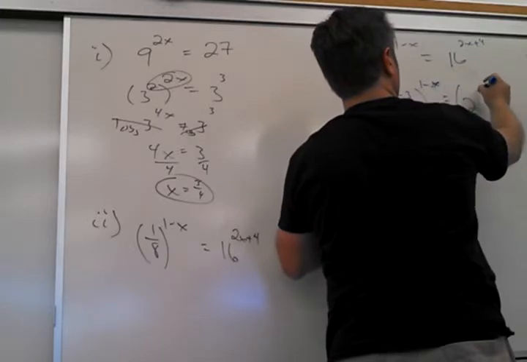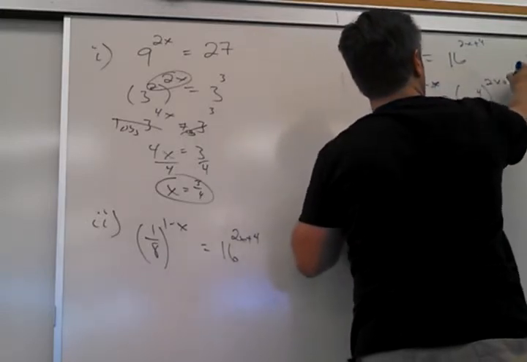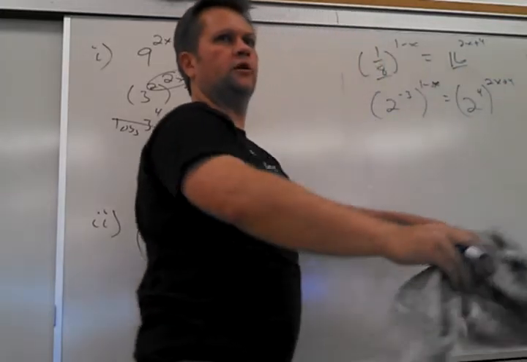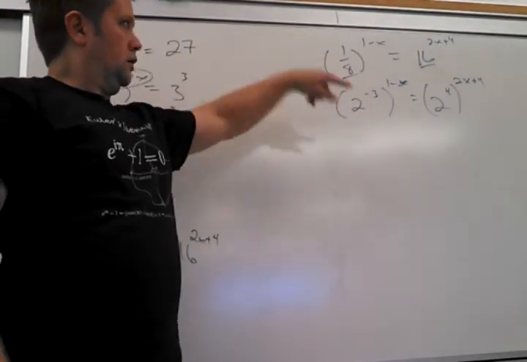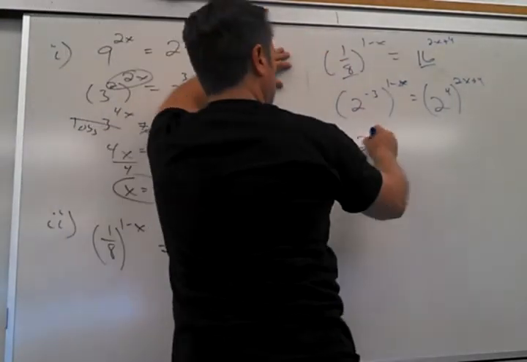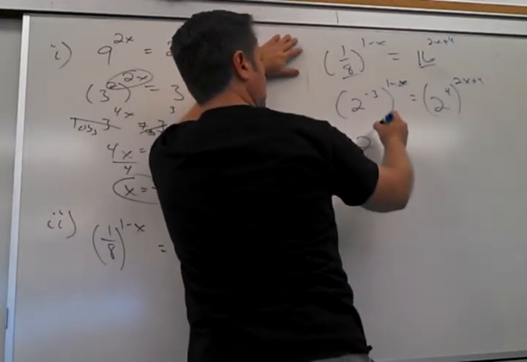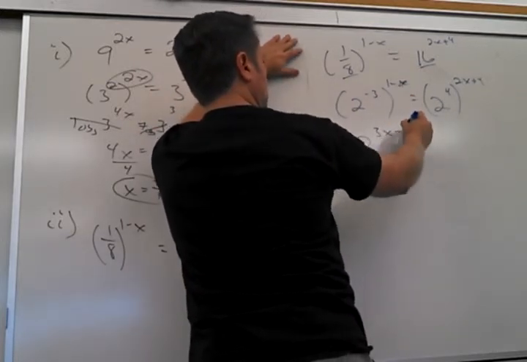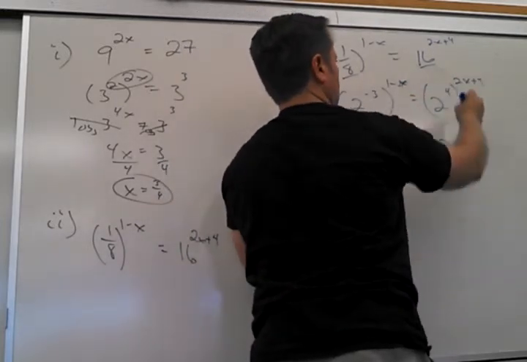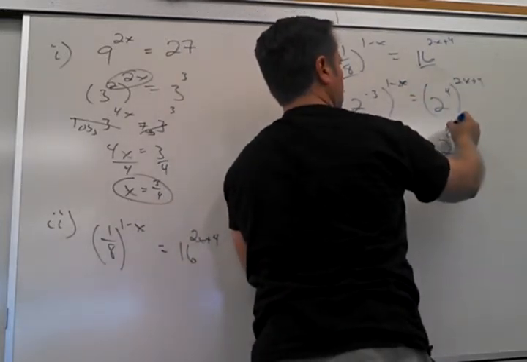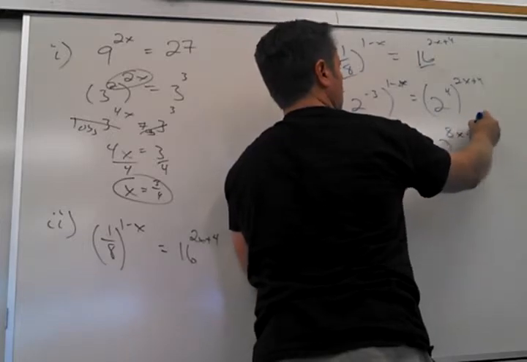Equals 2 to the 4th. So you're just rewriting those, right? Completely legal, because those are both representations of that. And then here you get 2 to the negative 3, plus 3x. And then what do you get over there? 8x plus 16.